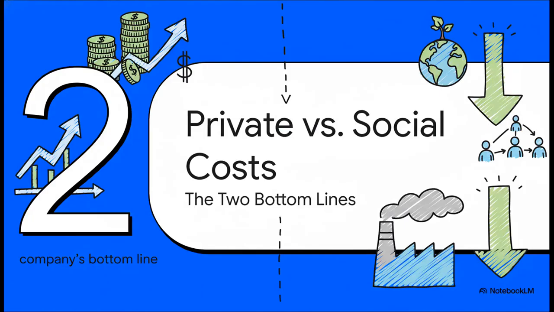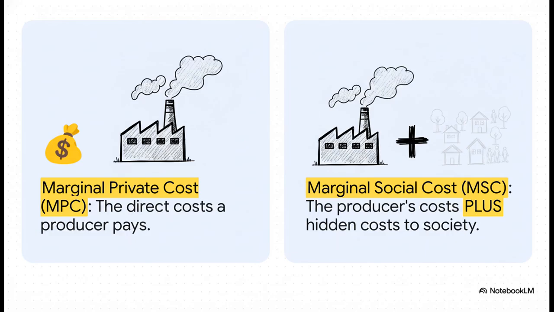To really get this, we have to distinguish between two very different bottom lines. There's the company's bottom line, and then there's society's bottom line. Let's break down these two types of costs and see what they mean for your business. On one side, we've got the Marginal Private Cost, or MPC for short. Think of this as what you, the producer, are paying directly out of your own pocket. On the other side, we have the Marginal Social Cost, or MSC. This is your cost plus all those external costs that get passed on to everybody else. Let's take a closer look at each one.